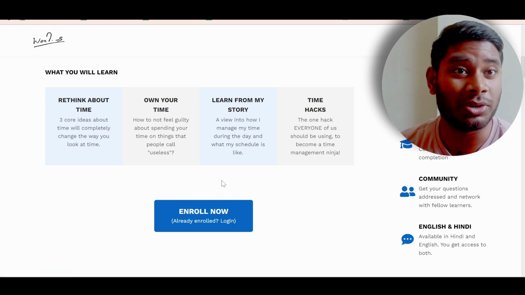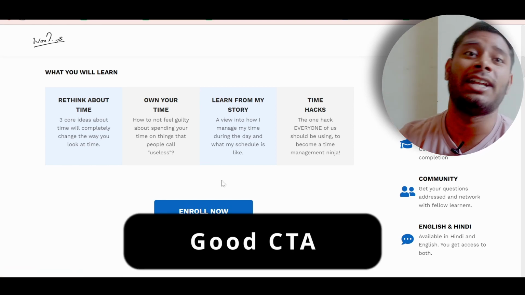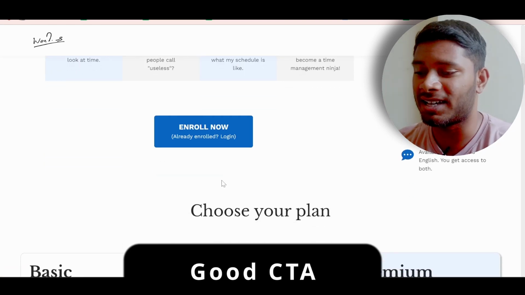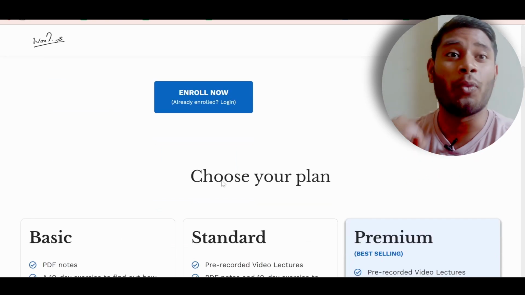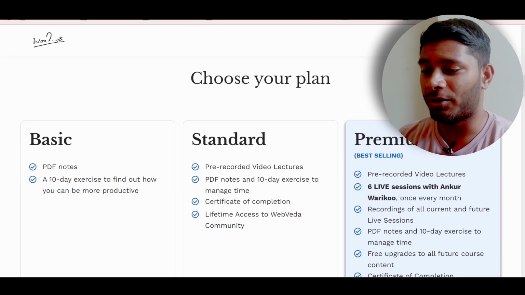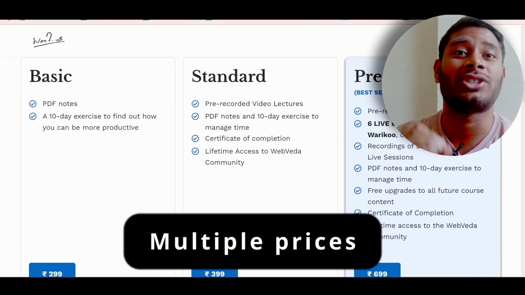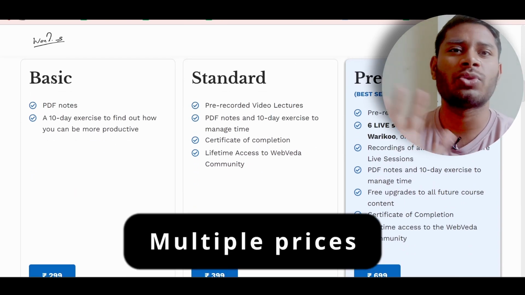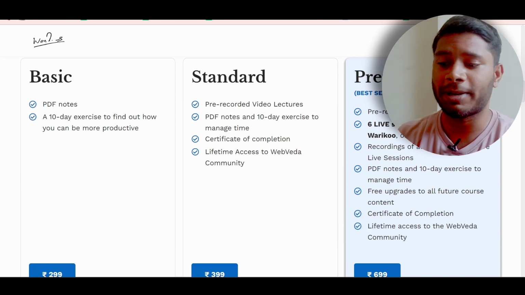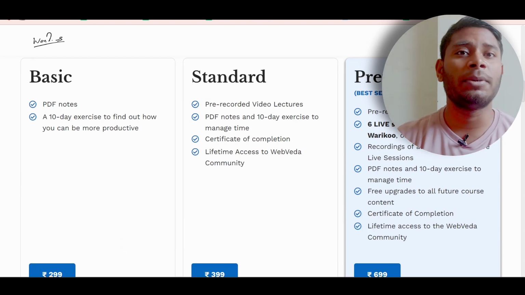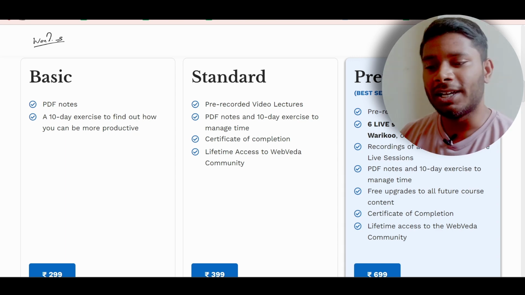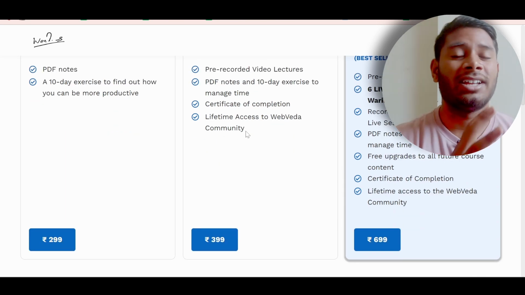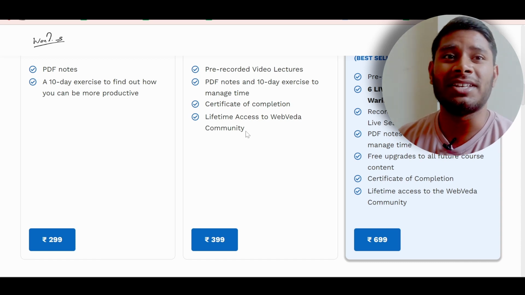Then there is again a good CTA, which this particular landing page maintains well. I have seen around 7 to 8 CTAs in just a single landing page, which is very good for starters. If we go down here, there are multiple price plans which target multiple levels of students. Those who can't afford much can purchase the basic plan or the standard plan, but those people who want to take charge of that and have a good amount of money can go with the premium one. So he's targeting a huge base of audience with these price plans.